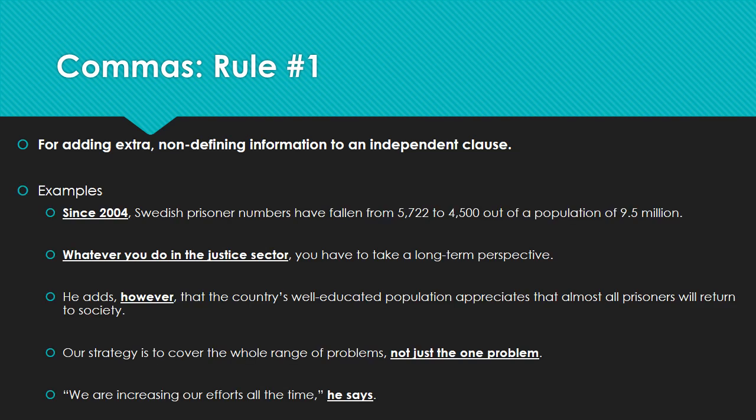On this slide, I've highlighted the dependent clauses in these sentences. So in example number 1, the dependent clause is an introductory phrase. In example 2, we have an introductory dependent clause. In example 3, we have however with an independent clause. In example 4, we have an independent clause that functions as a noun phrase. And in number 5, we have the verb phrase, he says. These are all extra, non-defining information.